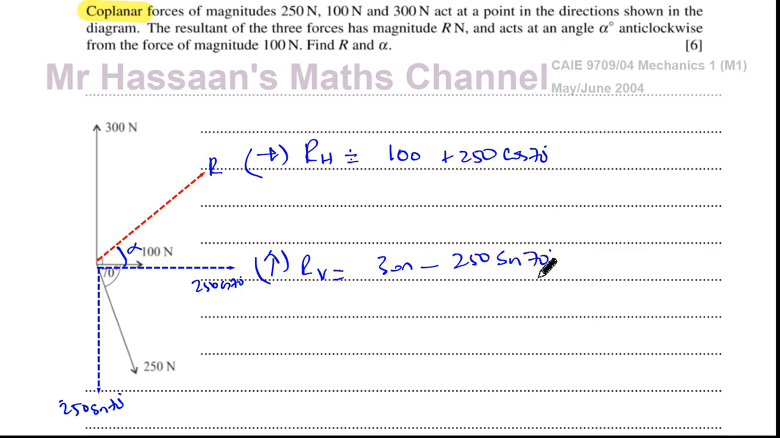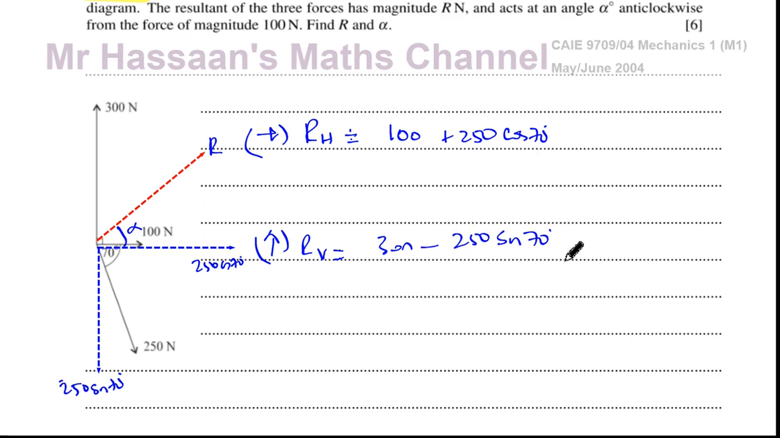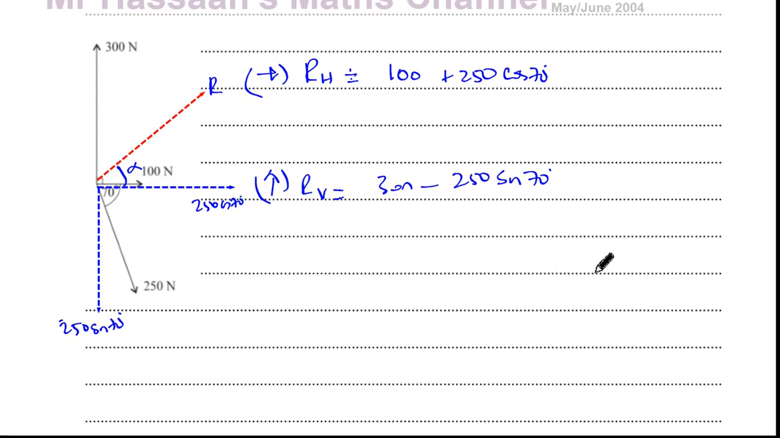Okay, so those are the resultant forces. Those are the components of the resultant force. So if I want to find what the actual resultant force is, I can draw the horizontal and vertical components of this force. Okay, so I can, for example, here, I can draw the horizontal component.